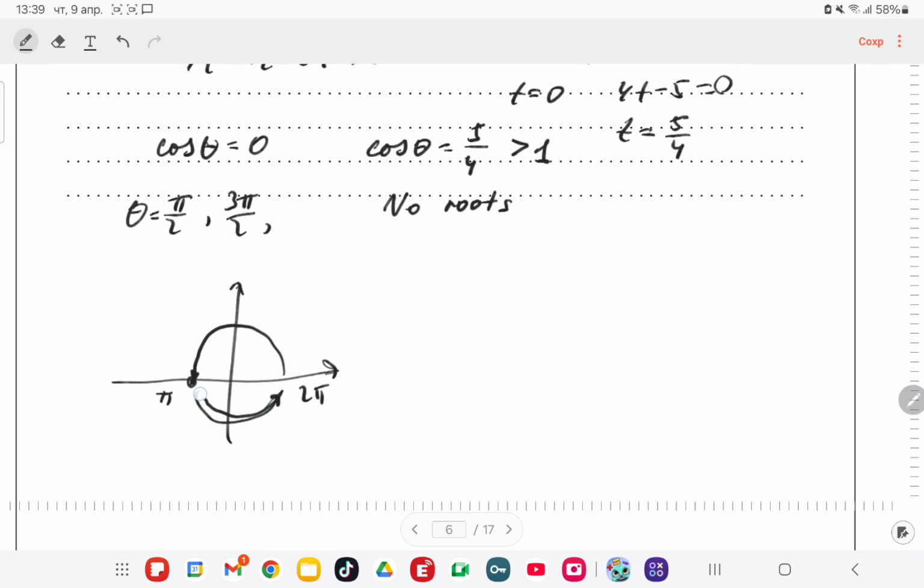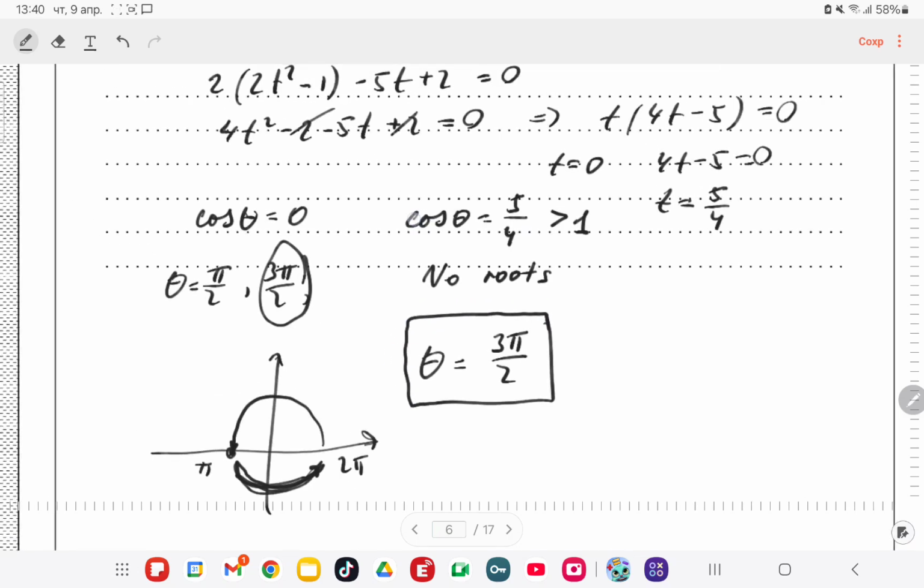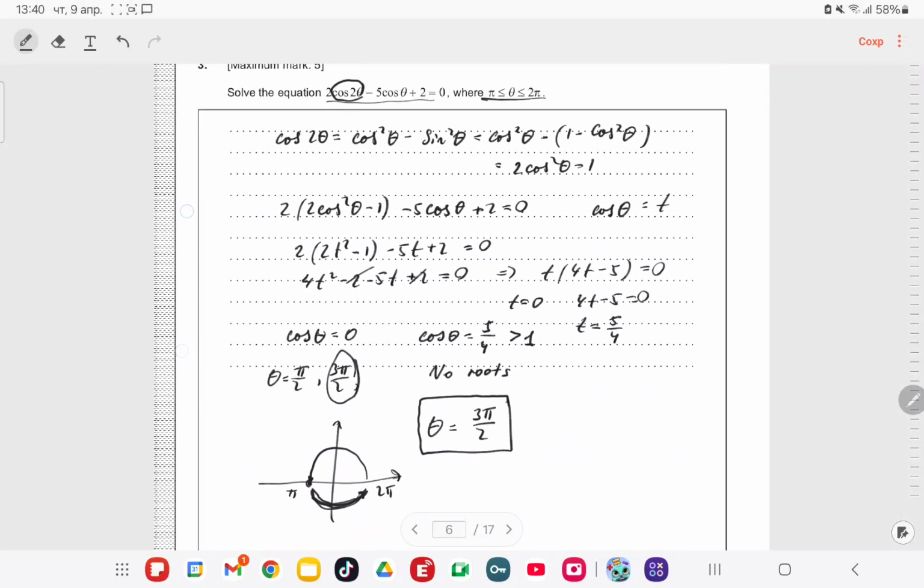So we have to find the angles here, and from these angles we have to select only one that is appropriate to this condition. This one is 3 pi over 2, definitely. So that's why the final answer for this question is 3 pi over 2. That's how you will get the maximum mark for this question. There are 5 marks, and see you in the next video and question. Goodbye.